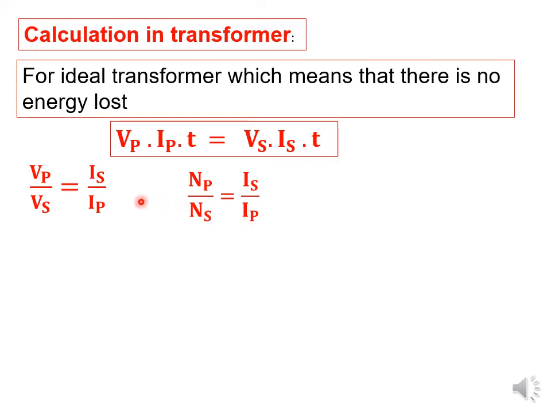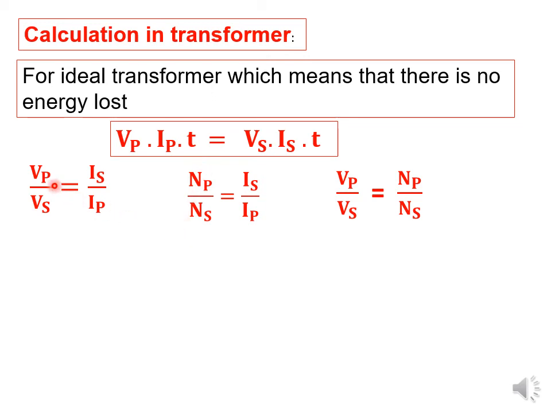Here we have I secondary divided by I primary, and here I secondary divided by I primary, so V primary divided by V secondary must equal N primary divided by N secondary. يبقى we have here three relations used in calculations of electric transformers problems. Also, of course, this relation is very important, اللي بتقول ان input power equal output power in case of ideal transformer where there is no loss in energy.